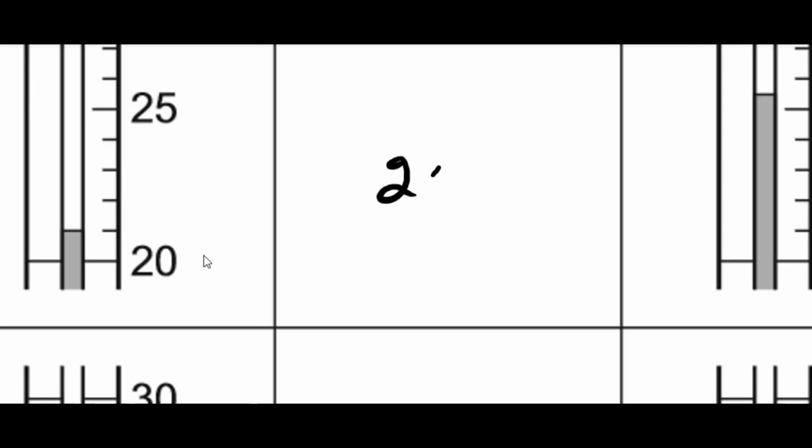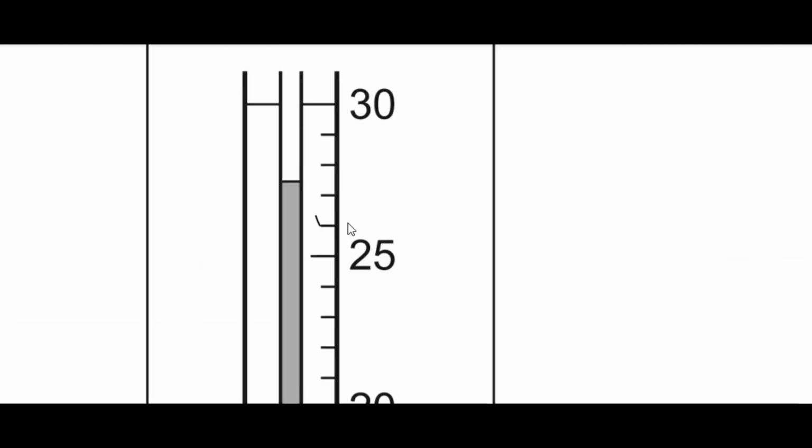This is exactly 21 Celsius, so we can write 21.0 here. This is 25, 26, and 27. It is above 27, so it is 27.5. It is between 27 and 28, so it is 27.5.